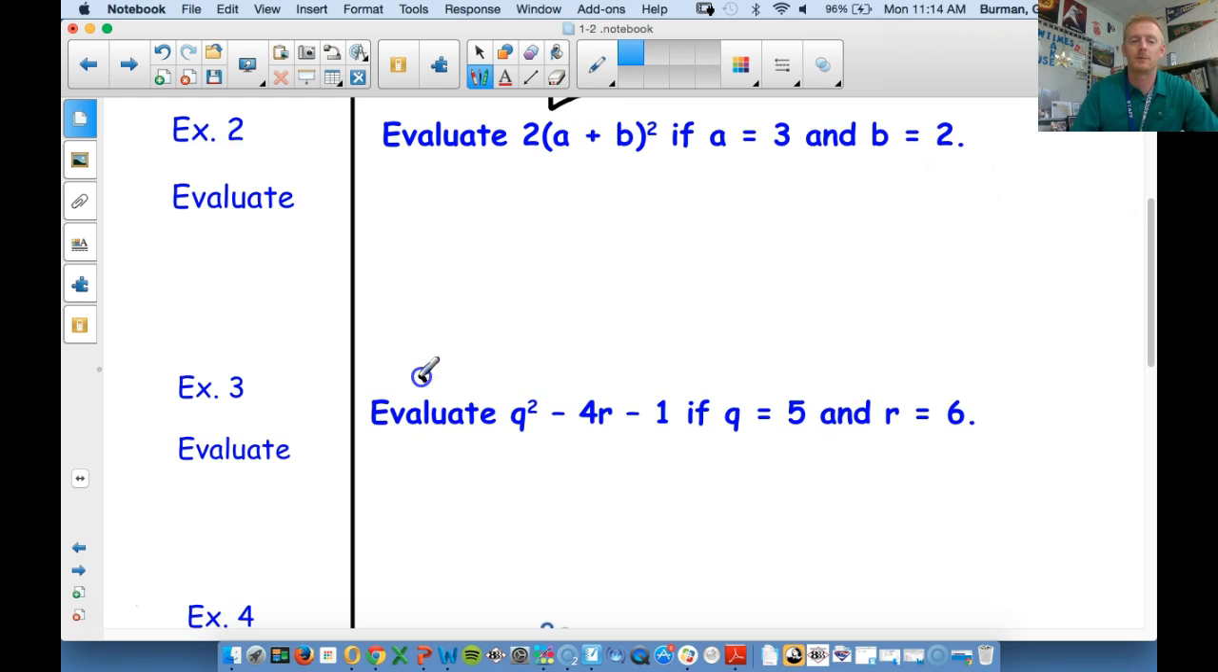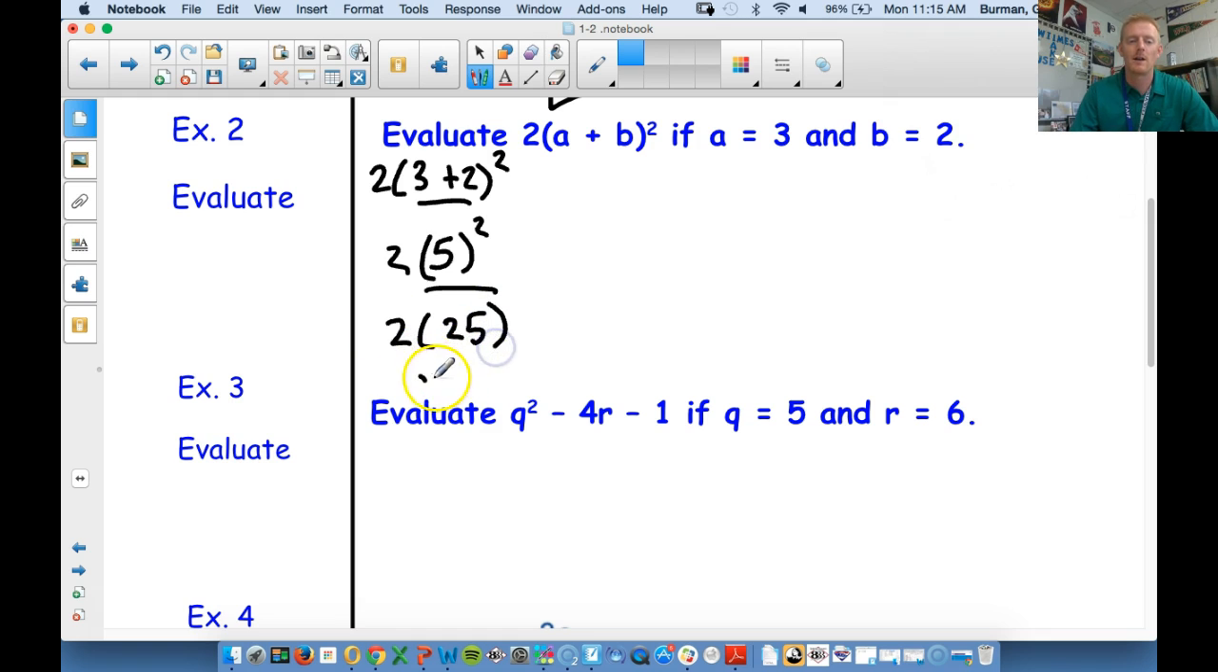On to example 2. So again, we're just going to substitute in the numbers. 2 times 3 plus 2 squared. First is the 3 plus 2, which is 5. I'm just going to bring everything else down. Next is to do the exponents. 2 times 25. And then we get the answer of 50.